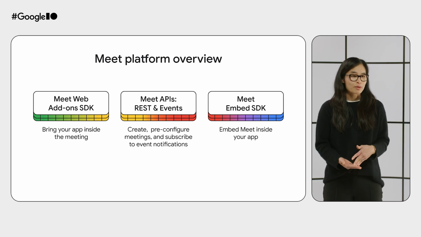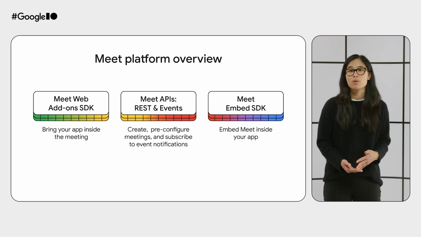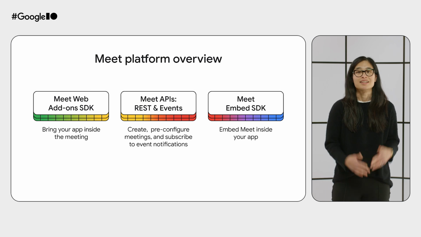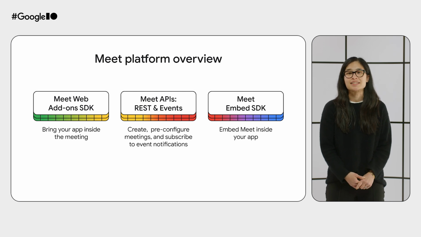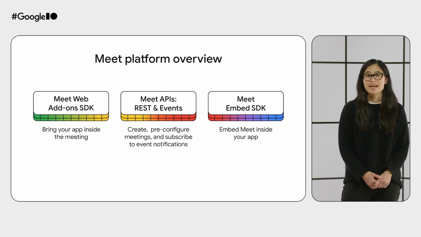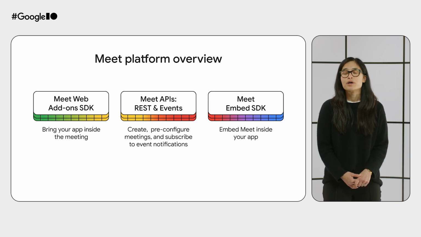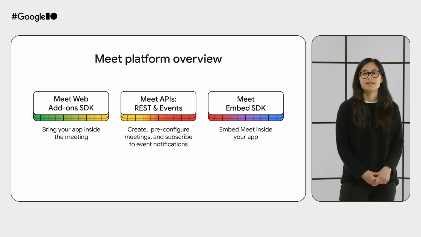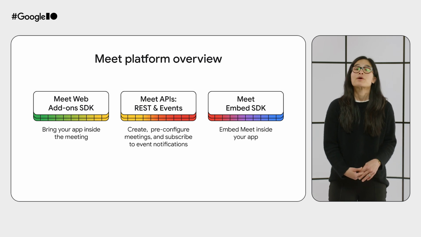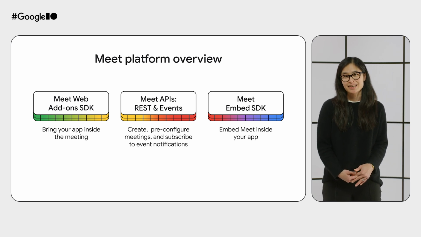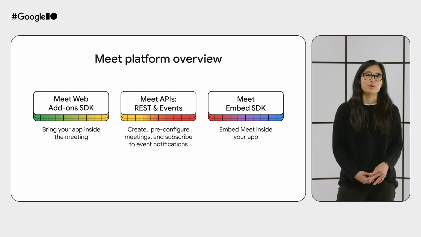So with that in mind, let's talk about Meet Platform. Our platform allows you to extend Meet into other products we know our users love and are spending time in, like your app. First, we have our Add-ons SDK, which lets your app come right inside the Meet experience itself. Next, we have our APIs, our REST API, and also our Events API. And with those, you can do things like create meetings and subscribe to notifications about meeting events right as they occur. Third, we have our Meet Embed SDK. And with this SDK, you can embed a lightweight version of Meet inside your own app.